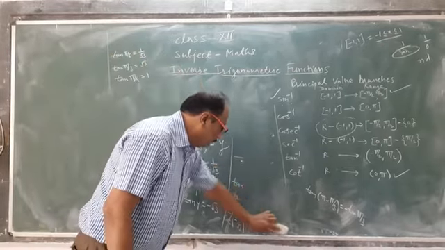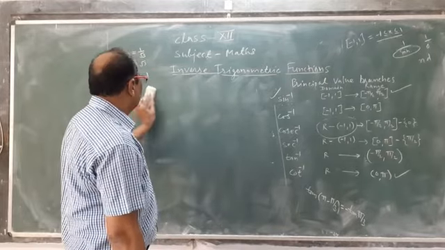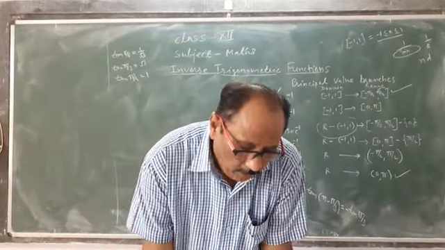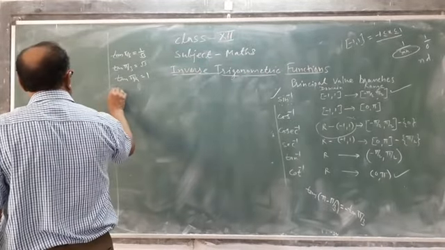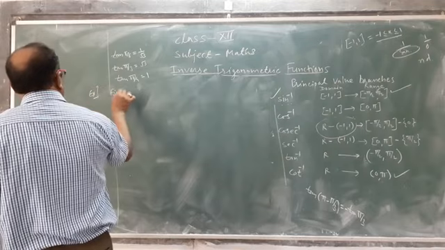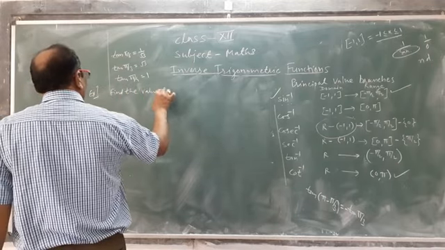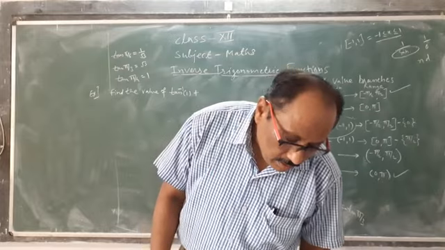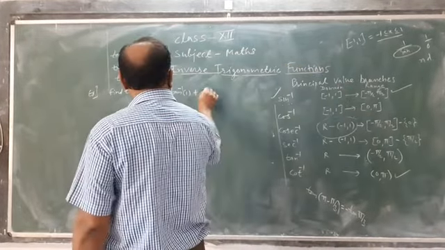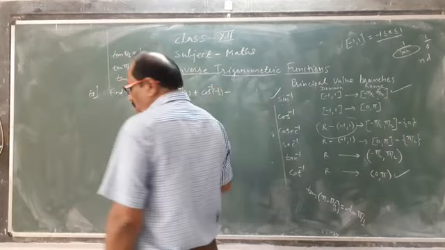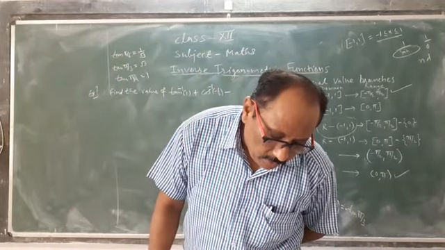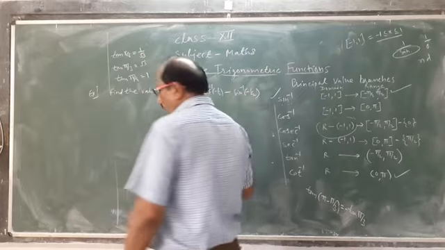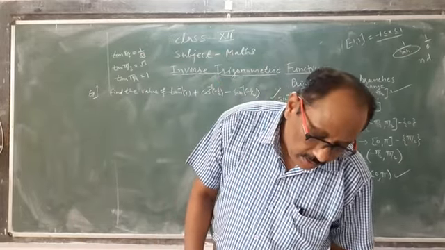Let's take another example. Find the value of tan inverse of 1 plus cos inverse of minus 1 by 2 plus sin inverse of minus 1 by 2.